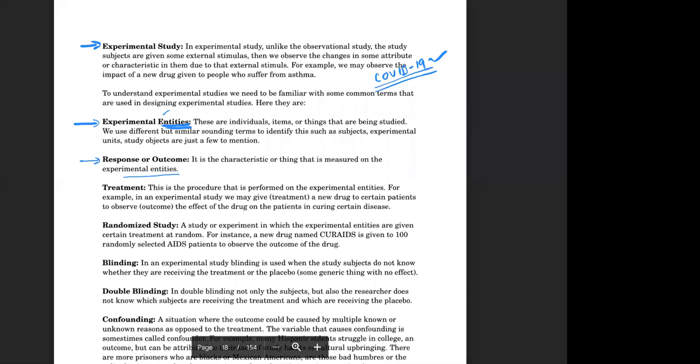If you look at COVID-19 vaccines right now, after a person receives it, whether the person develops immunity or not, that's going to be the response or outcome. After you receive the vaccine, you either develop an immune response that protects you against COVID-19 or not. So that's the outcome.